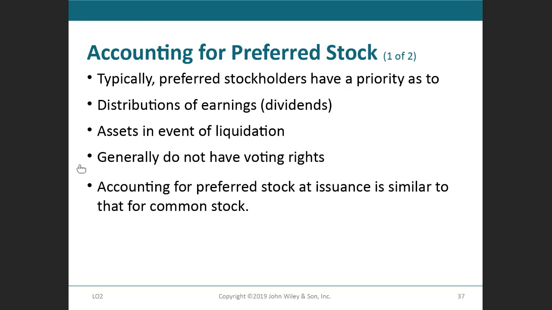So they will get dividends before the common stockholders, they will get the funds if the company is liquidated, but they will not have any say in the running of the company, even voting for the board of directors. You follow? Generally, that is the case. And accounting for preferred stock at issuance is similar to the accounting of common stock.